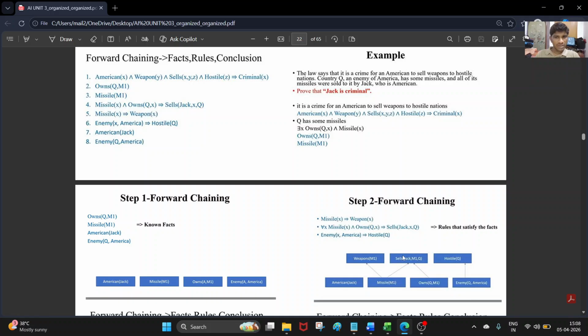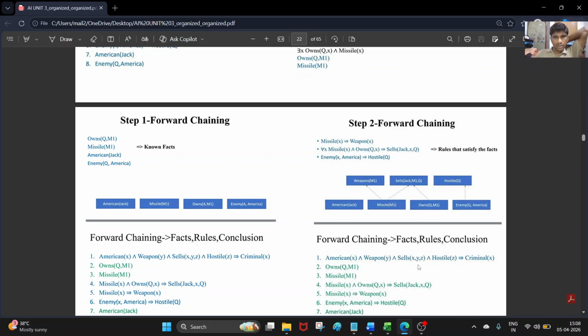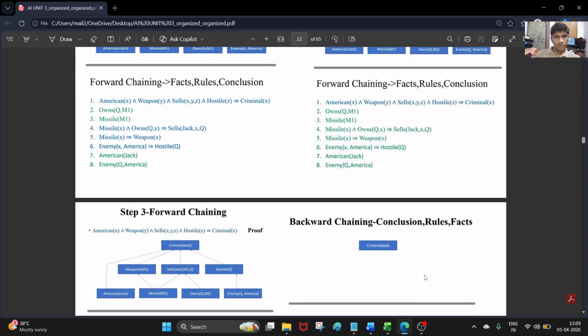So Sell of Jack you can take. After implies, what we have to write here. Next, hostile also we can write. So Enemy of Jack implies Hostile. So hostile we have written. Okay. At last what do we have to do? We have to arrive at a conclusion. So what is the conclusion? All these facts and rules finally say that Crime of Jack. At last, American, Weapon, Sell and Hostile imply that Criminal of X, who is Jack.